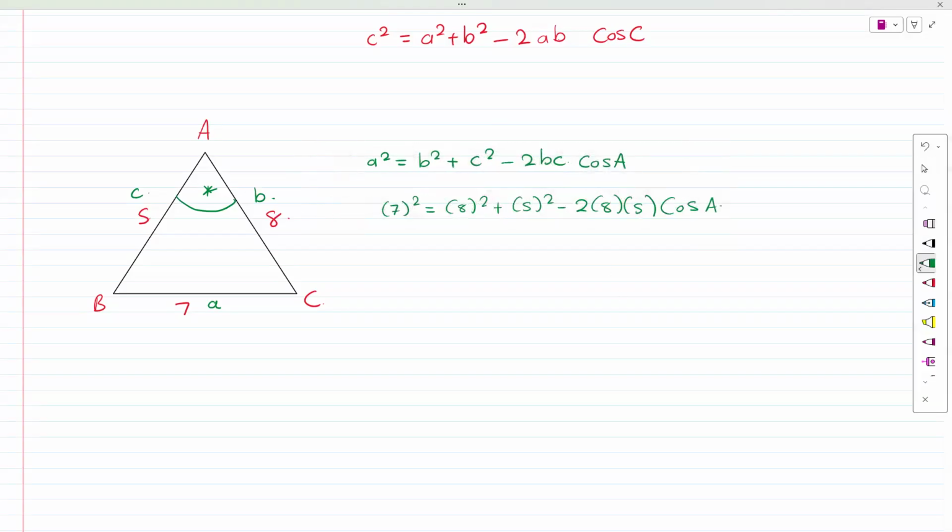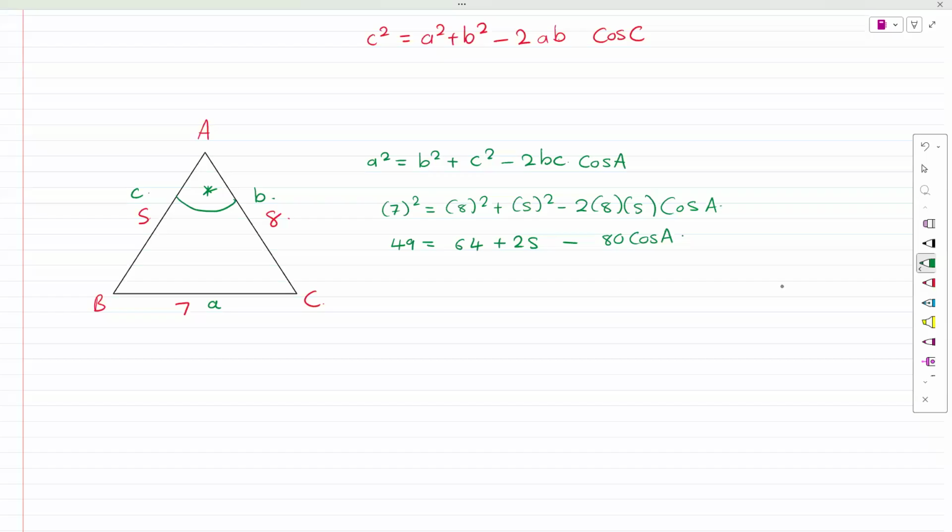Now, when we get to this, you should simplify. I think it makes it a bit easier. If you can take it over one time, go for it, but I generally simplify everything. That's 49. That's 64 plus 25. That's minus 2 times 8 times 5, which is minus 80 cos A.